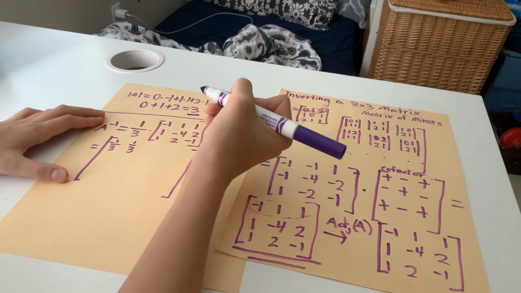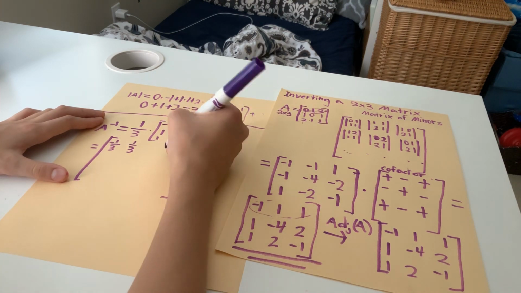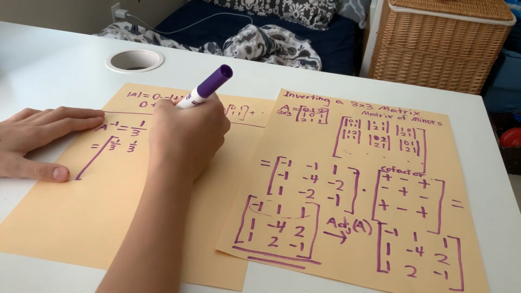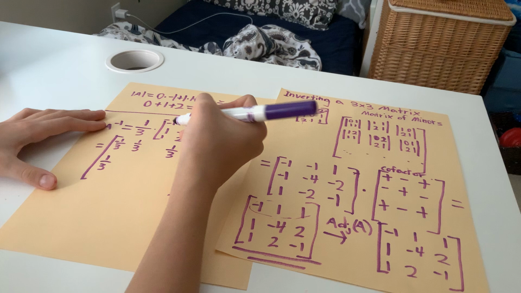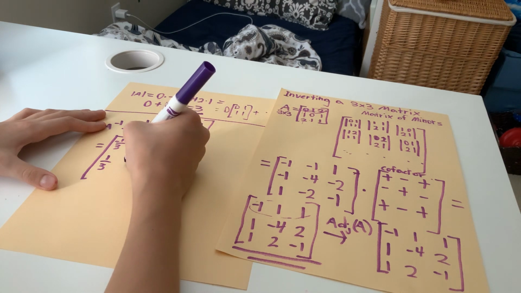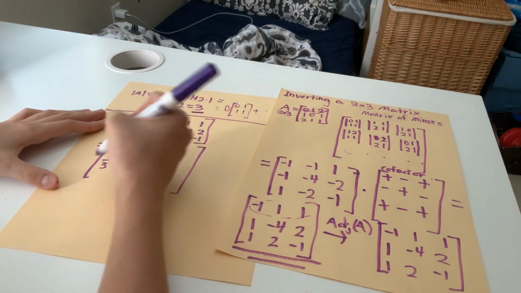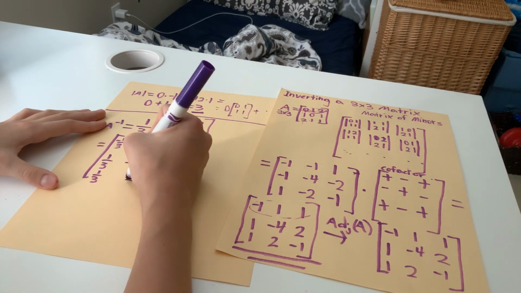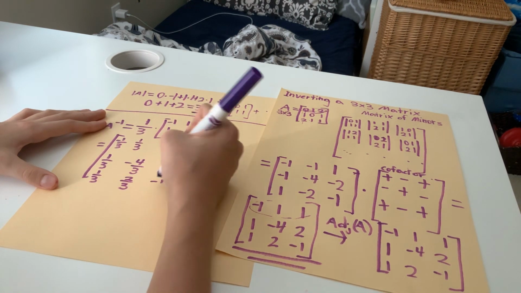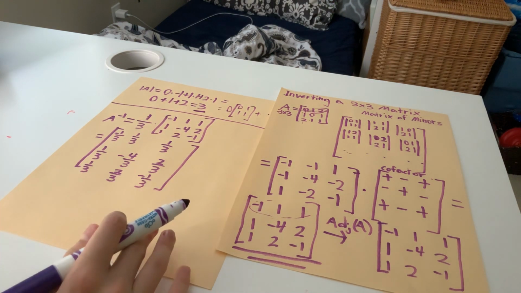1/3. Gave myself too much room. Should have spaced them out more. So these are different terms, by the way. 1/3. 1/3. Okay. -4/3. 2/3. 1/3. 2/3. -1/3. And this is our answer. All of them have the denominator of 3, which is interesting.